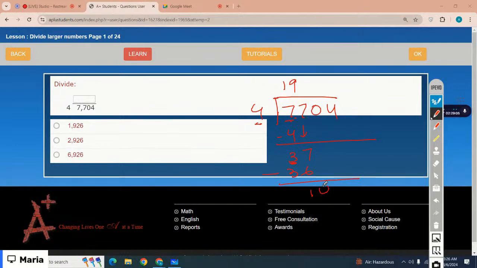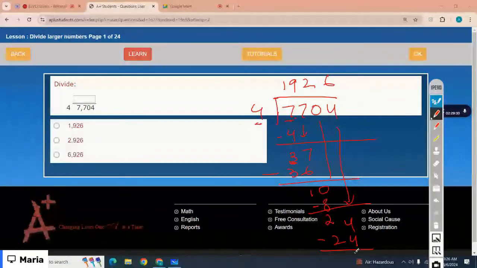Now we need to bring the next digit down, which is 0. So you need to count 4 until 10, right? So we can go for 4 times 2 is 8. And now 10 take away 8 is 2. So you need to bring the last digit down, right? So that is 4 times what number is 24? 4 times 6 is 24. So which is the correct option?